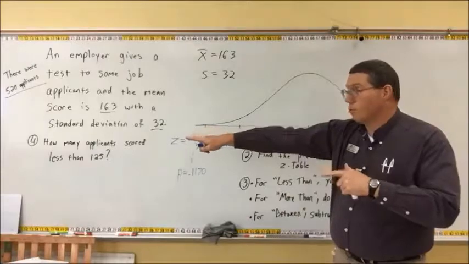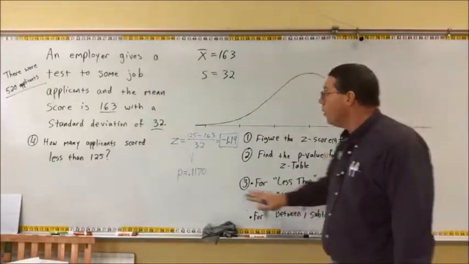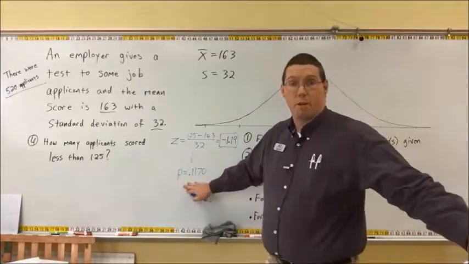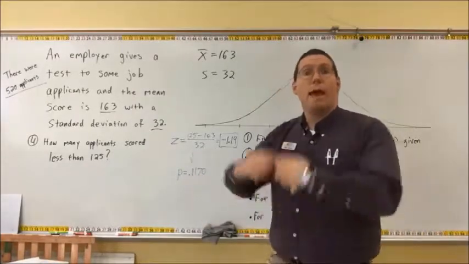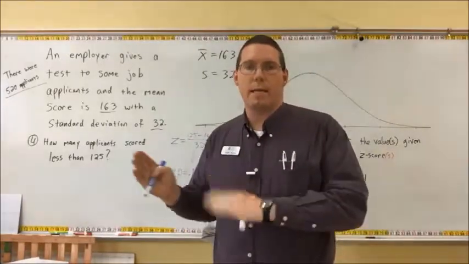Now, in the questions we just did a few minutes ago, this is a less than question, right? It says how many applicants scored less than 125? So if this is a less than question, we're done. Well, we would be done. This is what we did a few minutes ago. This would be our answer, and we would move on to the next question. But now we're being asked a how many question.